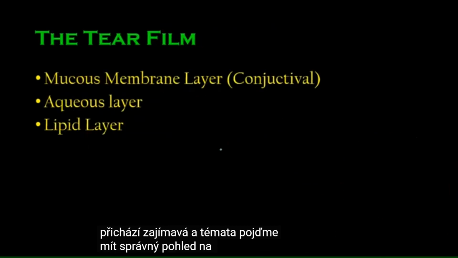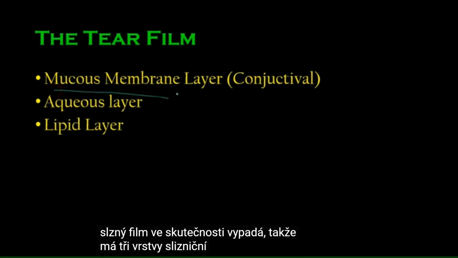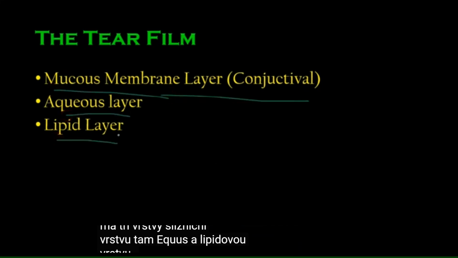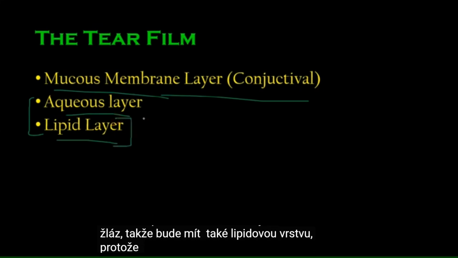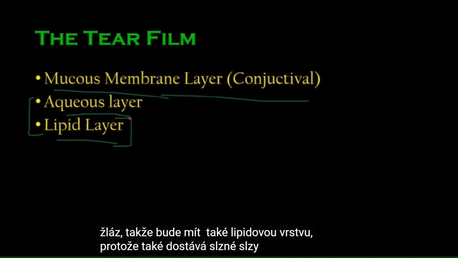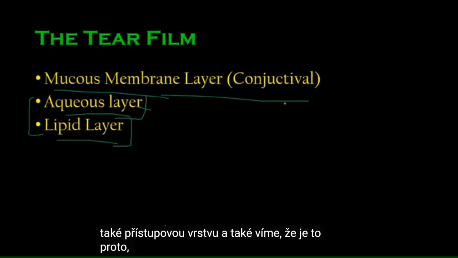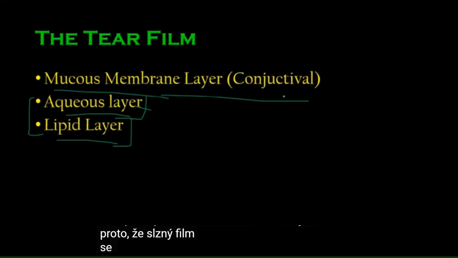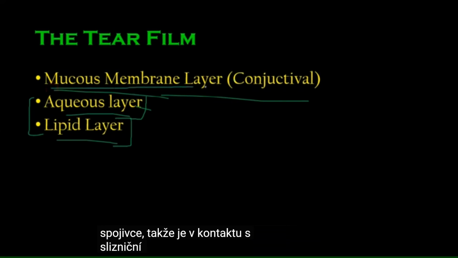Let's have a proper view of how the tear film actually looks like. So it has three layers: the mucous membrane layer, the aqueous layer, and the lipid layer. We all know that because the tear film has the meibum from the meibomian glands, it'll have a lipid layer as well. Because it also gets tears from the lacrimal gland, it'll have an aqueous layer as well. And we also know that because the tear film is actually deposited on the conjunctiva, it is in contact with the mucous membrane layer of the conjunctiva.